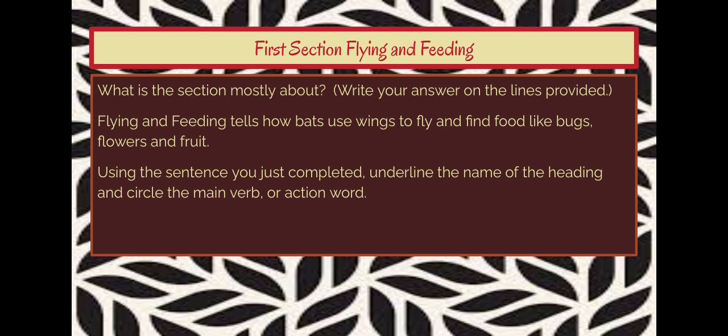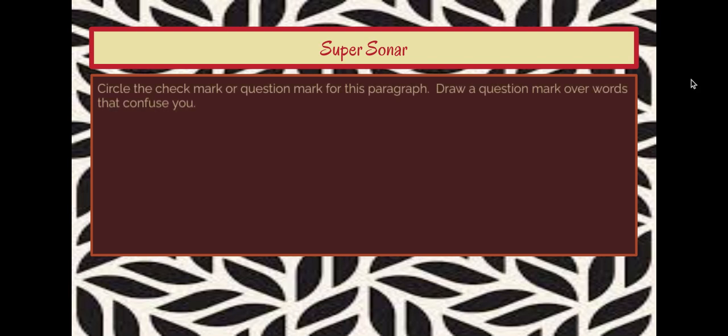Let's read Super Sonar. Remember to look up after you have finished reading. Circle the check mark or question mark for this paragraph. Remember to draw a question mark over words that confuse you. Go to lines 9 and 10. Highlight the evidence that bats are nocturnal.